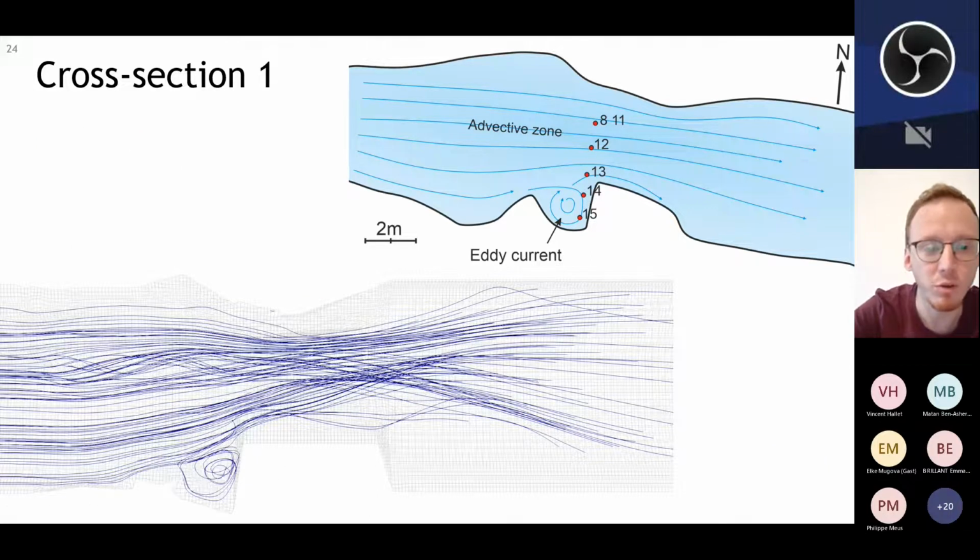This is the CFD model showing the streamlines. So you have a simulation of particles being transported with the flow, and you can see that some particles are quite stuck in the zone of fluorometer 14 and 15 there. You can see the circles, the circular motions. This is the eddy current.